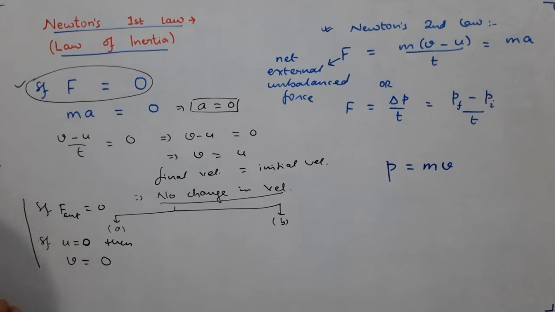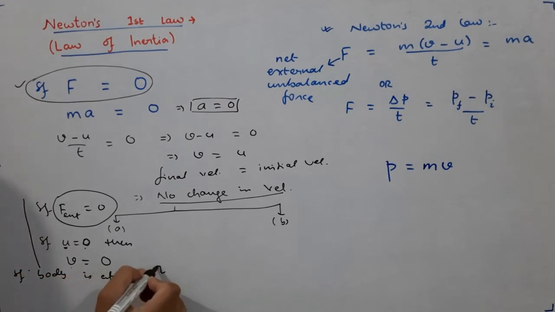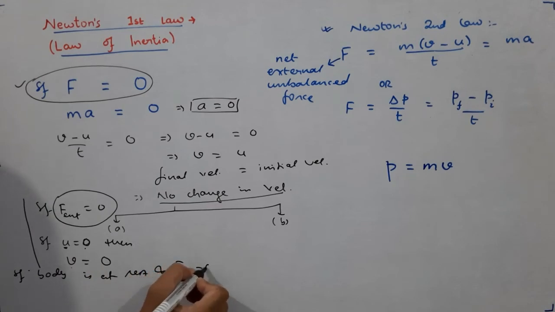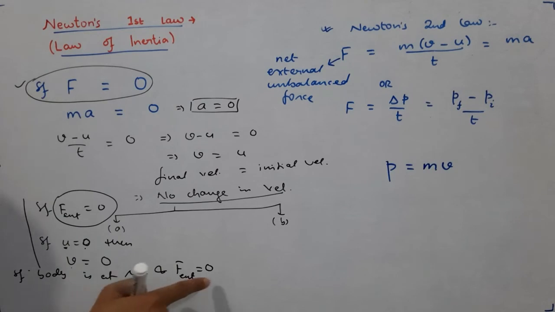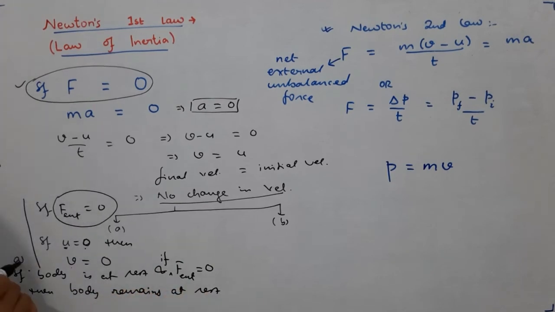If you write this in words, what will it state? u is equal to 0 means the body is at rest initially. v is equal to 0 means the body remains at rest finally, when there is no external force acting on that particular body. So what we can conclude is that if a body is at rest and no external unbalanced force acts on it, the total unbalanced force acting on it being 0, then the body remains at rest. This is the first part of Newton's first law.